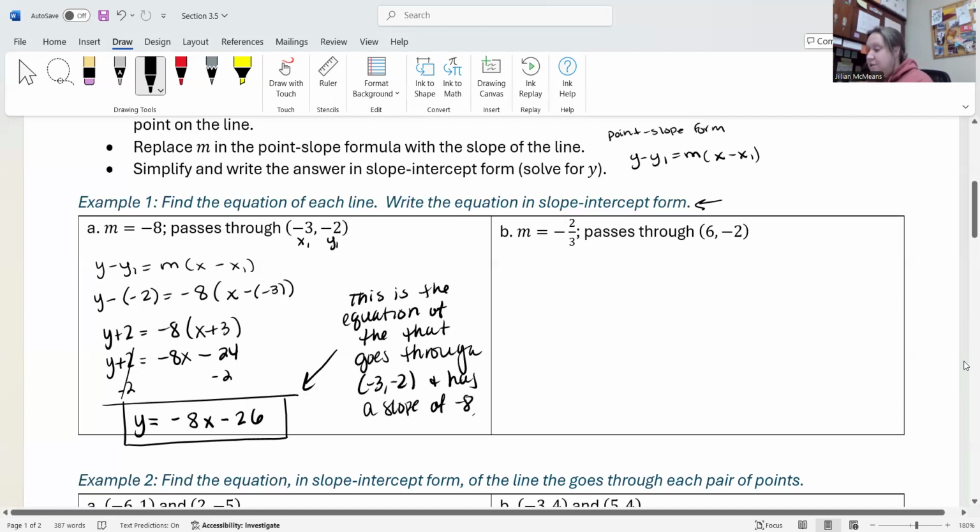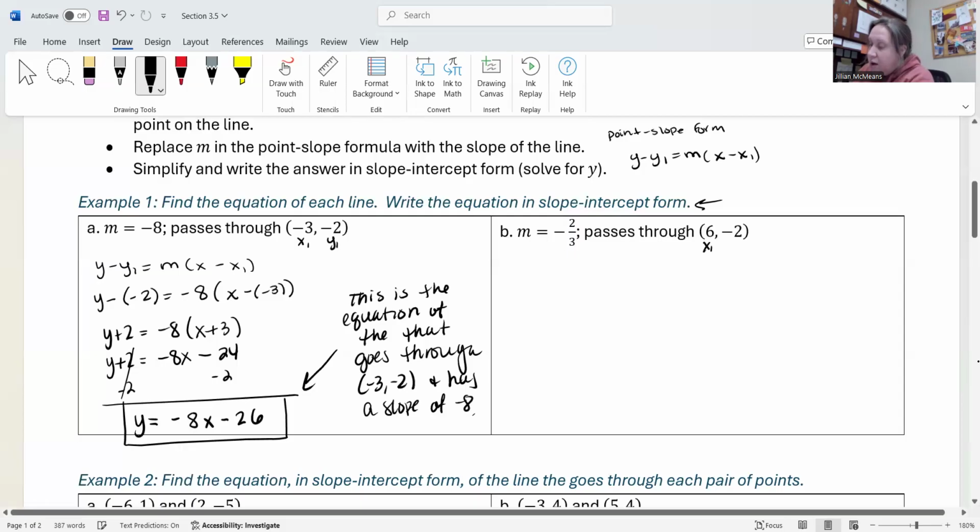Okay, let's look at part B. So part B, we have a slope of -2/3, and you will find with point slope form, dealing with fractions as the slope can be a little bit more involved. Nothing terrible. We've got lots of skills. We can do this. So we've got a slope of -2/3, and we're going to pass through the point 6, -2.